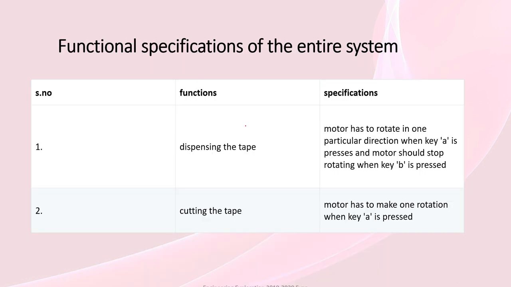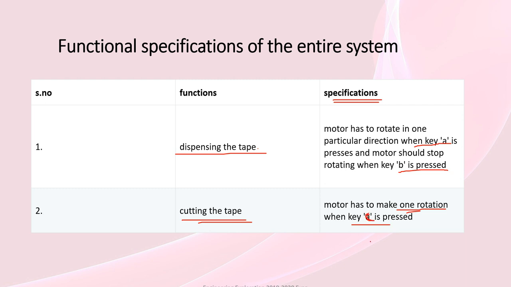And these are the functional specifications of the entire system. There are mainly 2 functions: dispensing the tape and cutting the tape. The specification of dispensing the tape is the motor has to rotate in one particular direction when key A is pressed, and the motor should stop rotating when key B is pressed. And the specification for cutting the tape is the motor has to make 1 rotation when key C is pressed so that it can cut the tape.